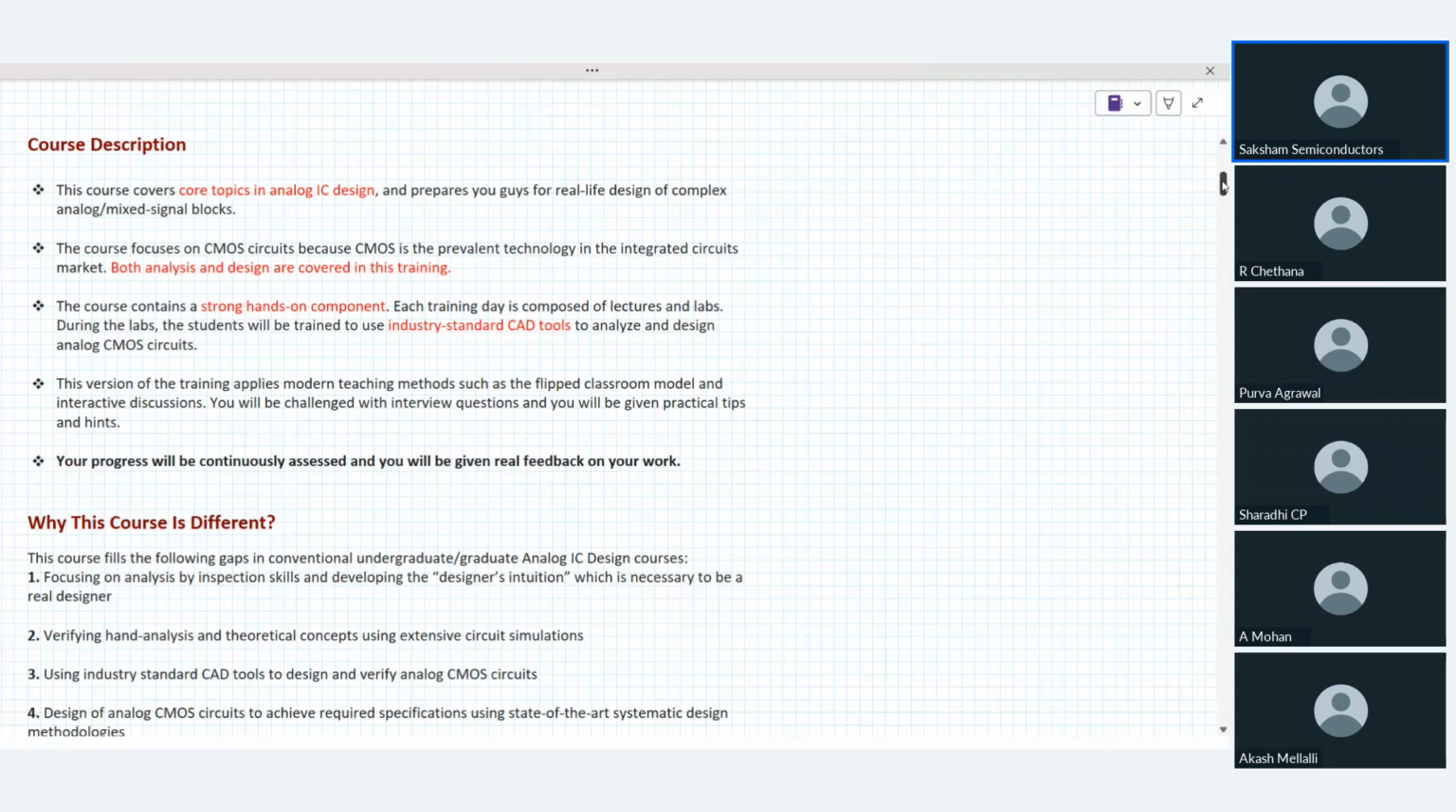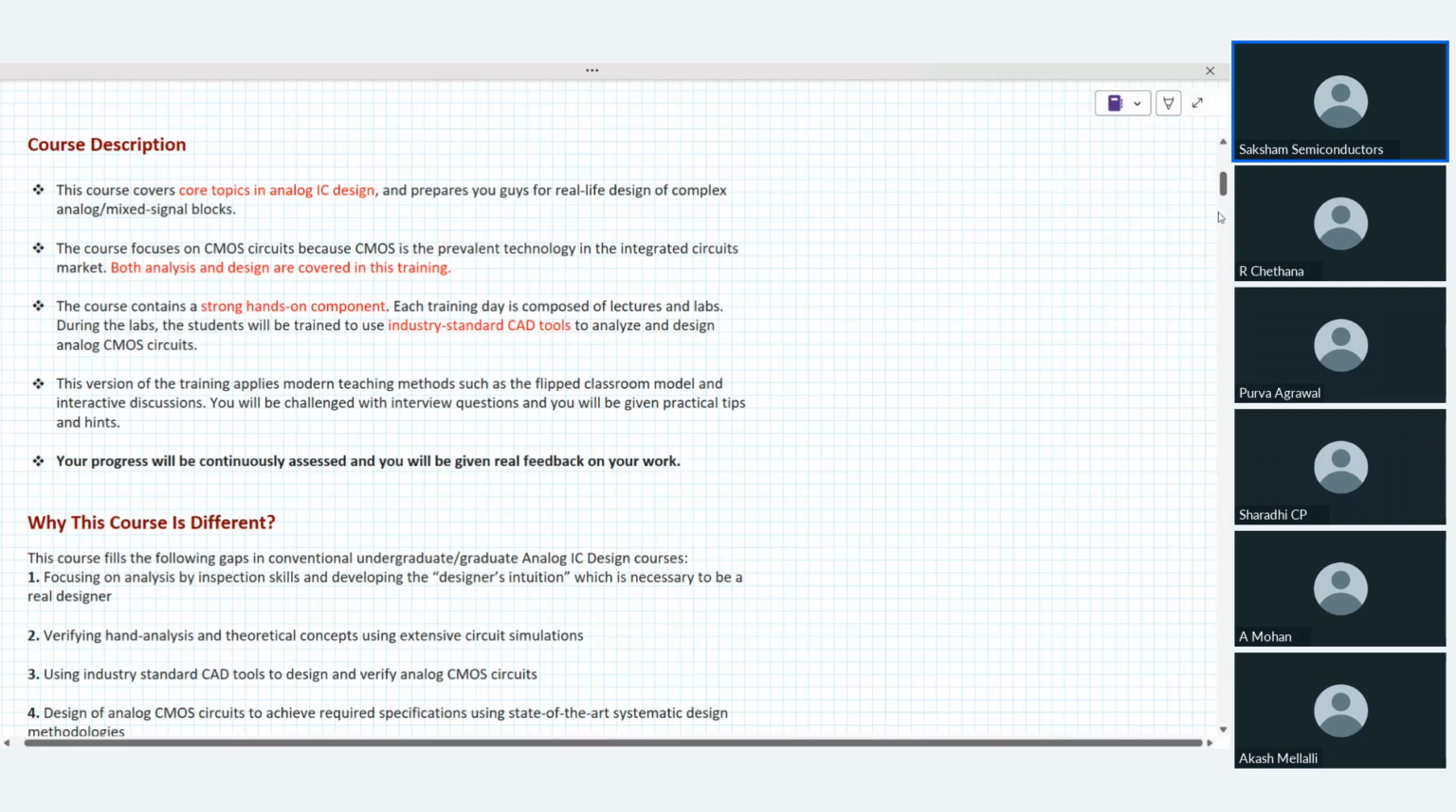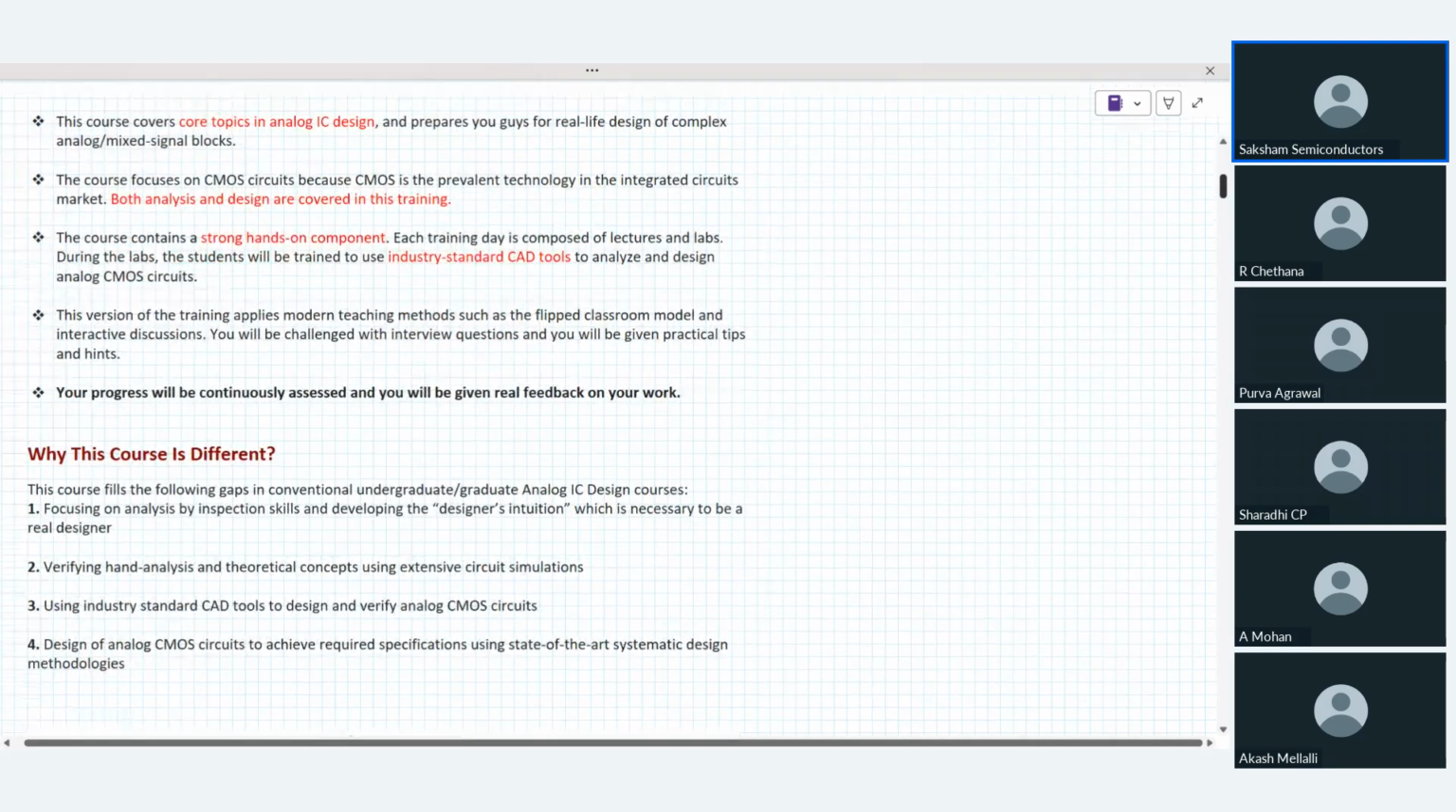So ensure that you utilize these entire 8 weeks of time so that you come up with a proper, if not 100% analog design engineer, then at least 10 or 15% of the contents, whatever you are going to learn over here, try to ensure that you have a grip on those contents. Now, why is this course different?